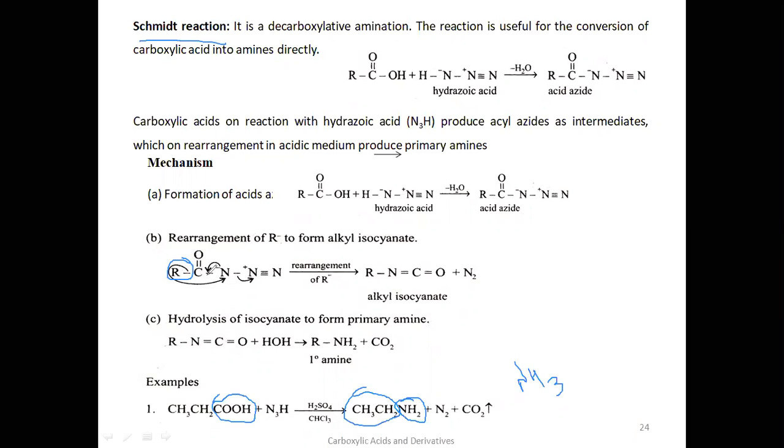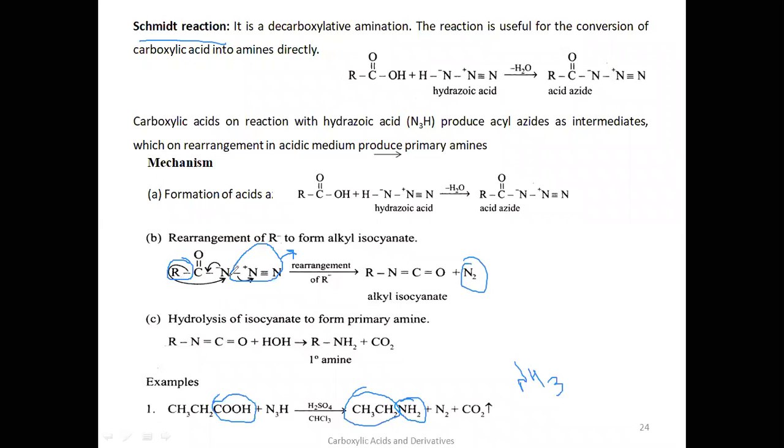What is the valency of carbon? 4. It needs one more bond. So that bond is formed by the shift of this negative charge on this nitrogen from here to here. And this alkyl group is shifting here. When this alkyl group is shifting here, this N triple bond N plus, since this is a positive charge, will take this bonded pair of electrons and it will move away as nitrogen, N2.